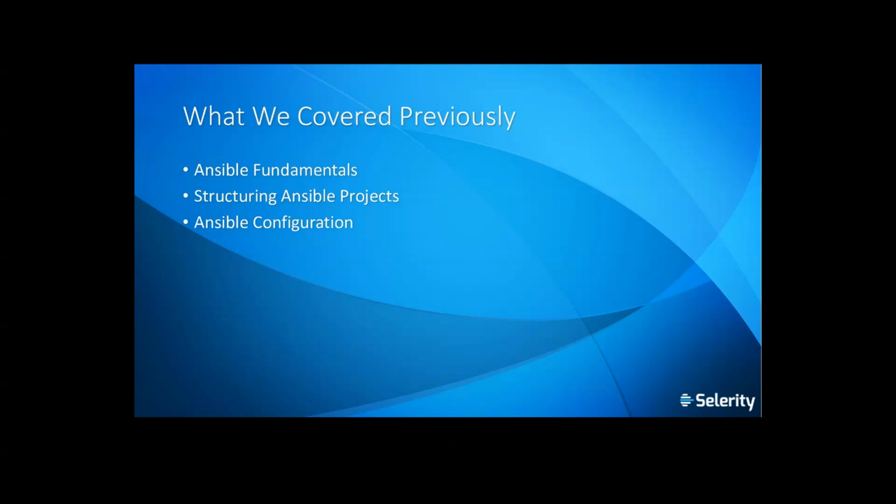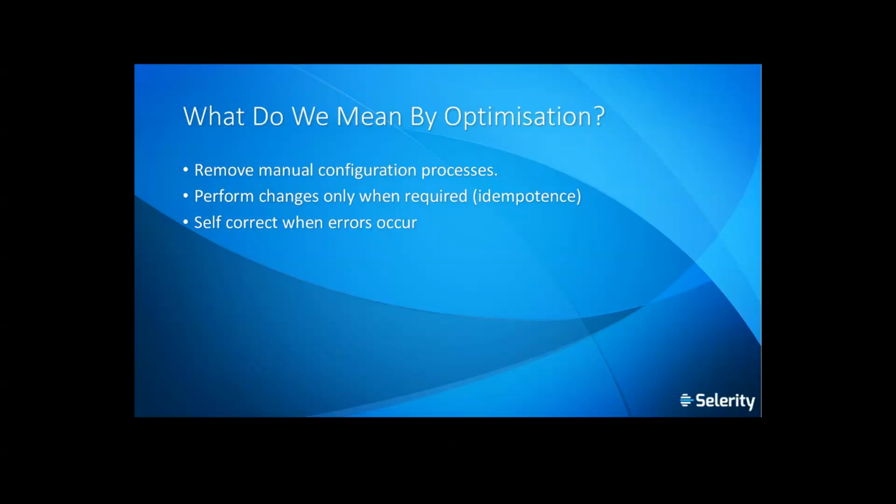What I'm going to do is go through some of the theoretical concepts, firstly, around what we actually mean by optimization, which is essentially removing the manual configuration processes and performing changes only when required. There's a concept called idempotence, which is quite important in configuration management, and also being self-correcting when errors occur and so forth.